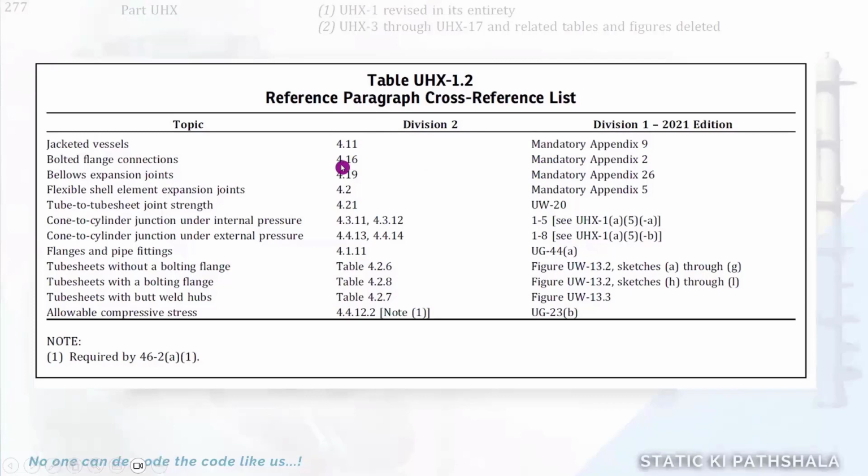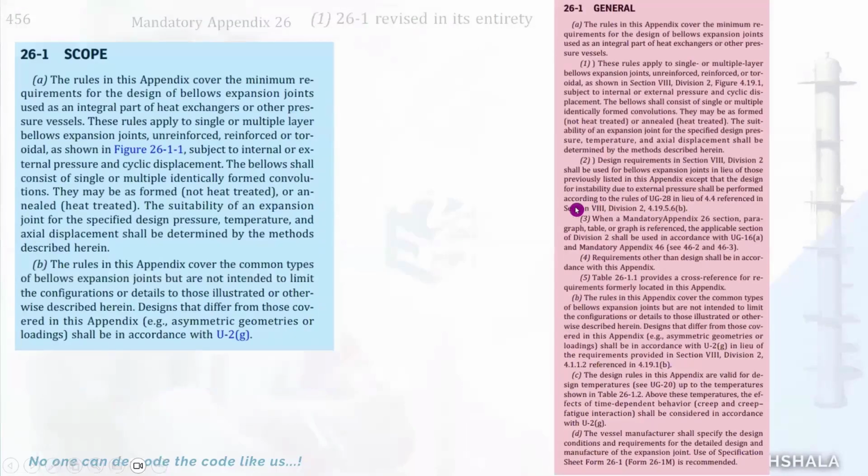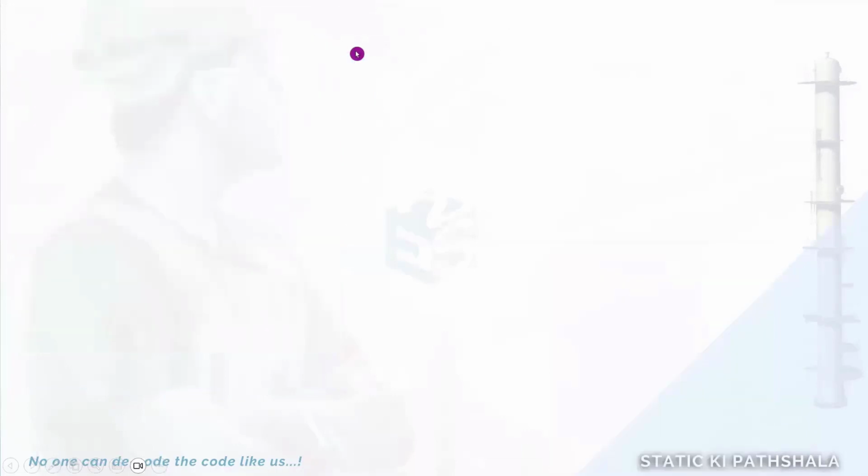For mandatory appendix 2, 4.16, they have given the cross reference. But still, in mandatory appendix 2, they have kept all the equations. That is not the case with mandatory appendix 26, which is for the flexible or bellows expansion joints. The thin bellows that we were using as per mandatory appendix 26, let's have a look at how they have changed. So this was the earlier scope, and this is the new scope as far as mandatory appendix 26 is concerned.